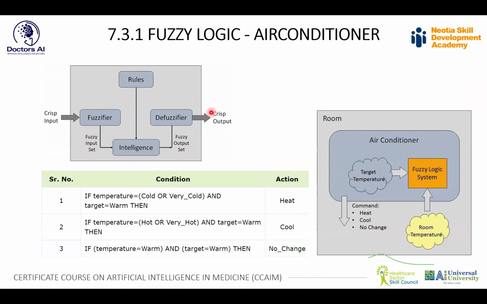For example, you have an air conditioner which is automatically adjusting the temperature based on the temperature of the room. How does the fuzzy logic system work? If the temperature is cold or very cold and the target is warm, then heat. If the temperature is hot or very hot and the target is warm, then cool, right? So you're giving a logic to it. If the temperature is warm and the target is warm, then there should not be any change. This is how the air conditioner works with the concept of fuzzy logic. It is very important to understand the mechanism of how fuzzy logic works.